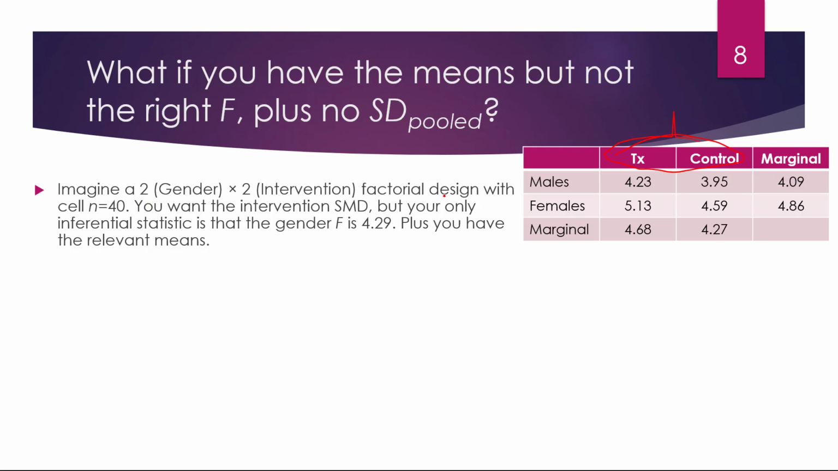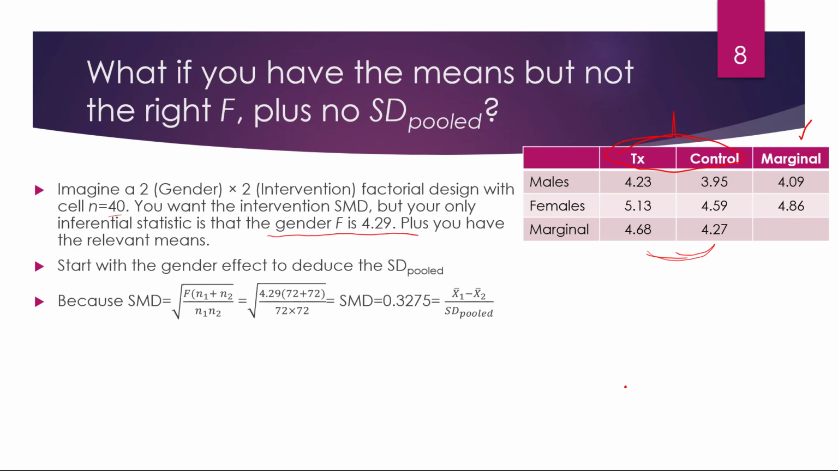We know that it's a factorial design, so we've got 40 people in each of these cells. You really want this comparison between treatment and control, or maybe you even want it within gender, if your hypothesis concerns gender. But all you know is that there's a gender F value of 4.29, and you have all the means for this 2x2. It's been well reported, at least in terms of its means. As study authors, whoever is watching this video, report all the details like this, because then a meta-analyst can work with it. Okay, so we're going to start with the gender effect to deduce the actual pooled standard deviation.